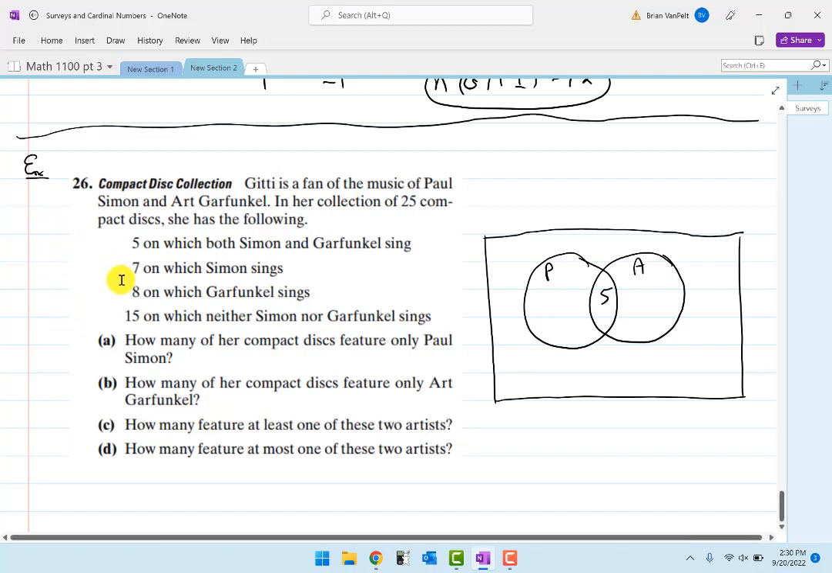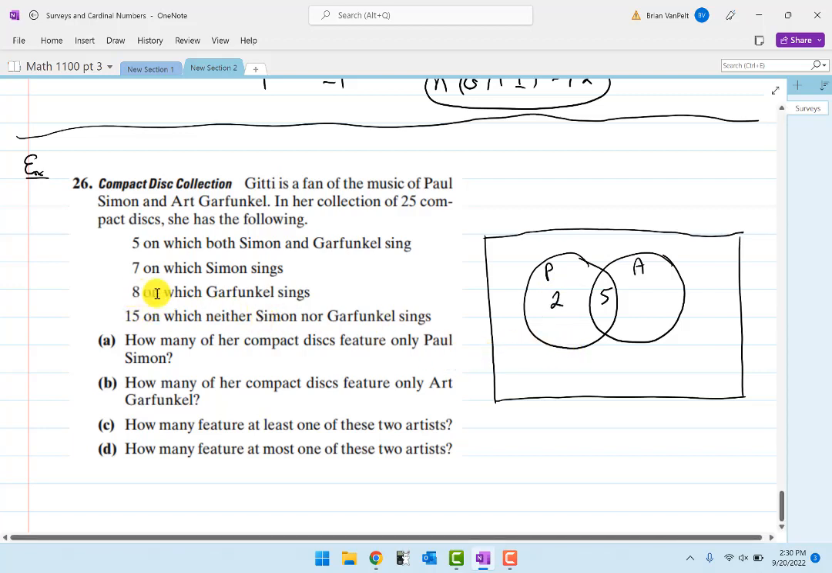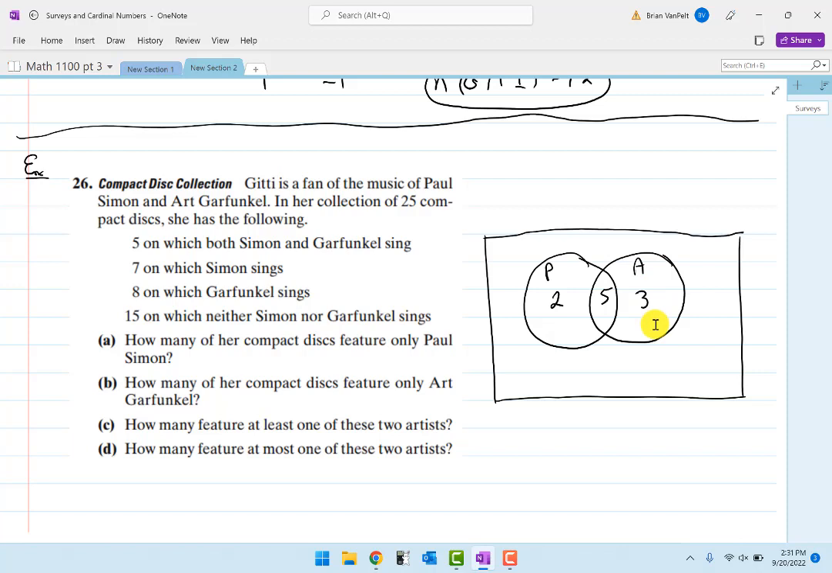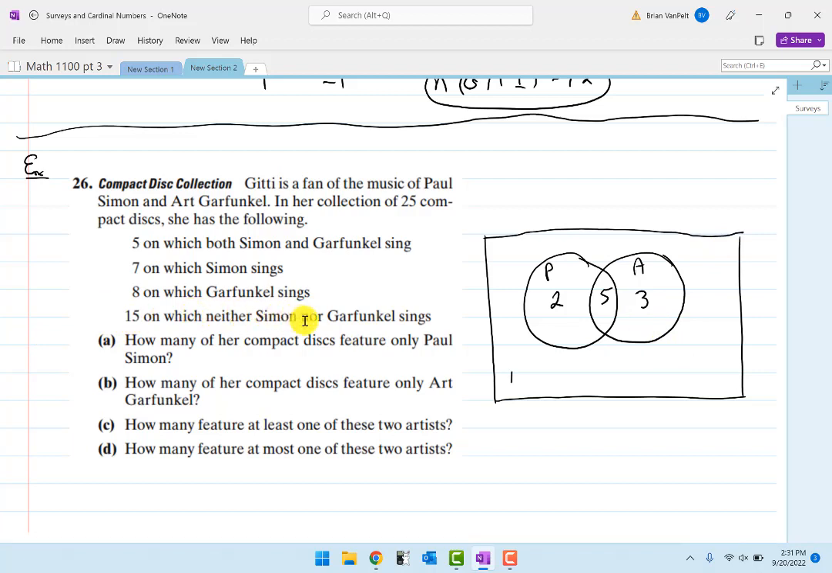Now 7 on which Simon sings. So we have 5 already for Paul Simon. We know it's a total of 7, so this has got to be a 2. And then 8 on which Art Garfunkel sings. I've already got 5, so that must mean there's a 3 here. In addition, I can fill the outside, because 15, on which neither Simon nor Garfunkel sings, is right there.